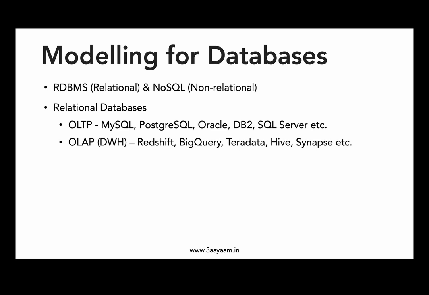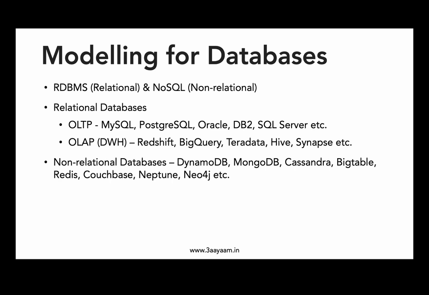When you do data modeling, we do data modeling for OLTP and OLAP databases also. And when you talk about NoSQL, there are various NoSQL databases like DynamoDB, MongoDB, Cassandra, GCP Bigtable. There's in-memory Redis, Couchbase, Neptune, which is a graph database, Neo4j, which is another graph database.